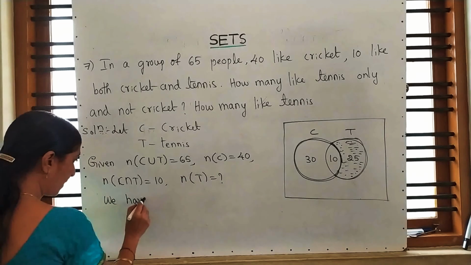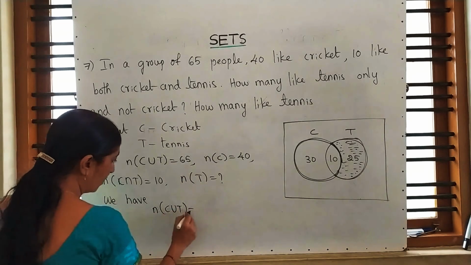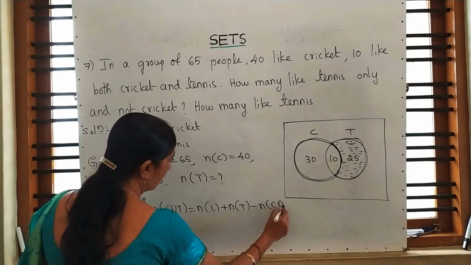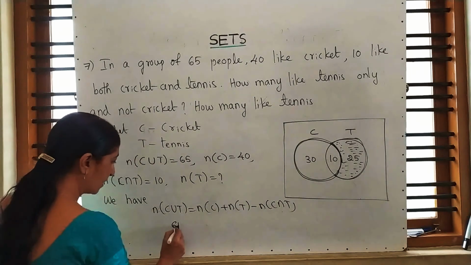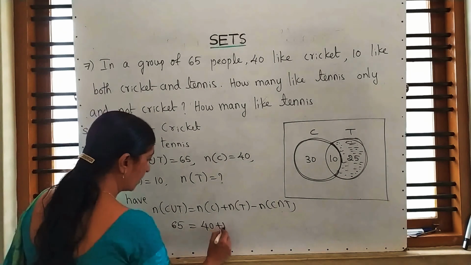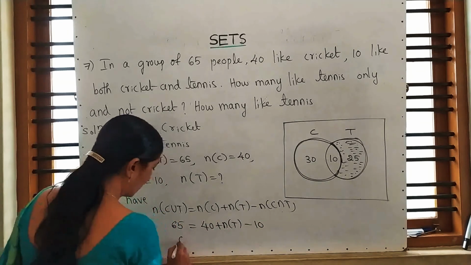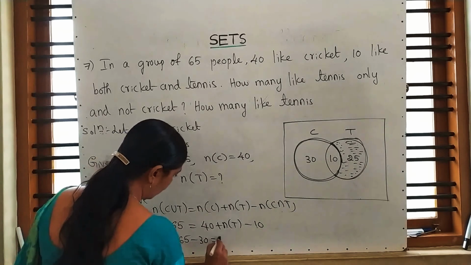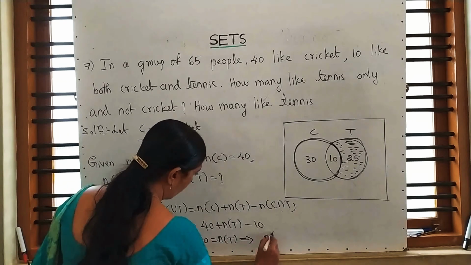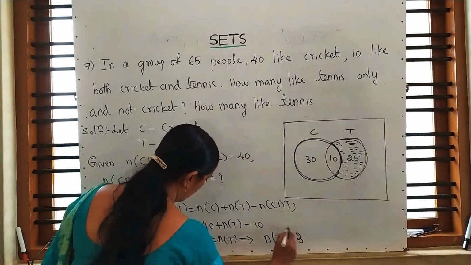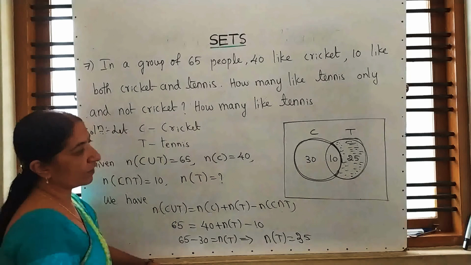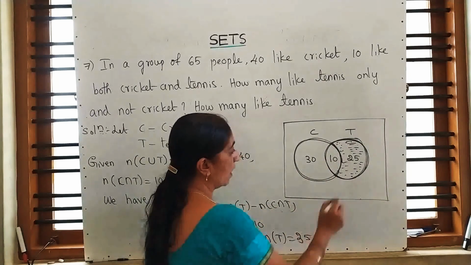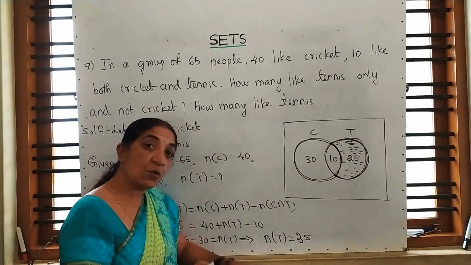We have N of C union T is equal to N of C plus N of T minus N of C intersection T. Here C is 65, T is 40, and the intersection is 10. So 65 plus 40 minus 10 is 30, 30 minus 30 taken on this side. This gives you the number of people who like tennis is 35. So what is 35? Here also we got it. See the circle. This is the number of people who like tennis, and this 25 is the number of people who like only tennis.